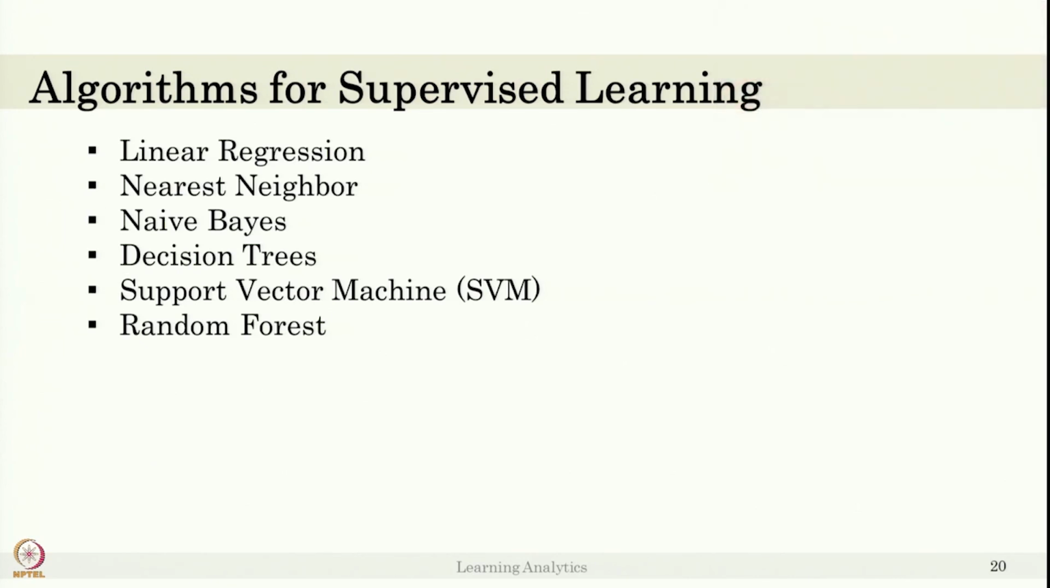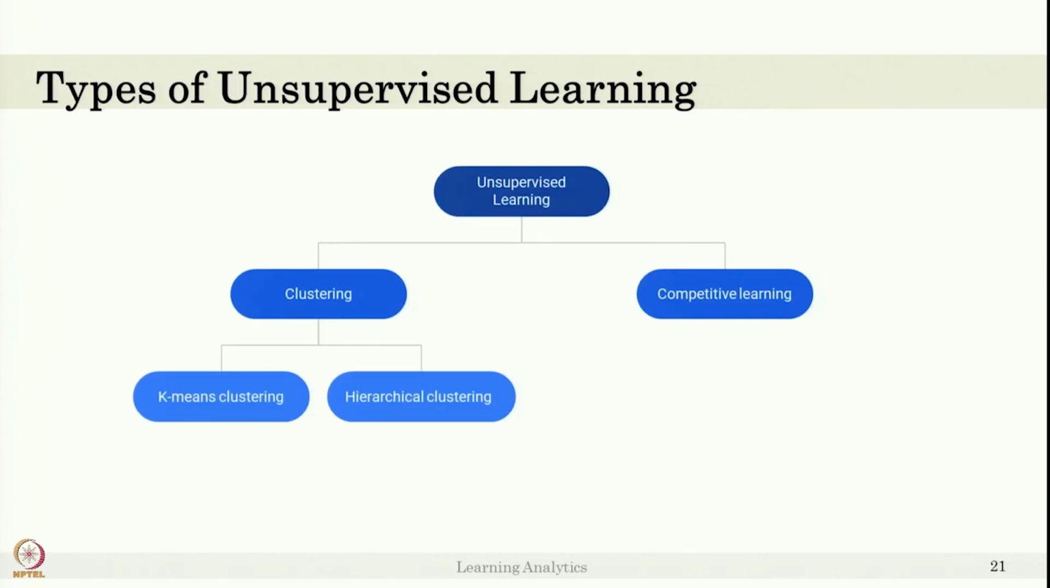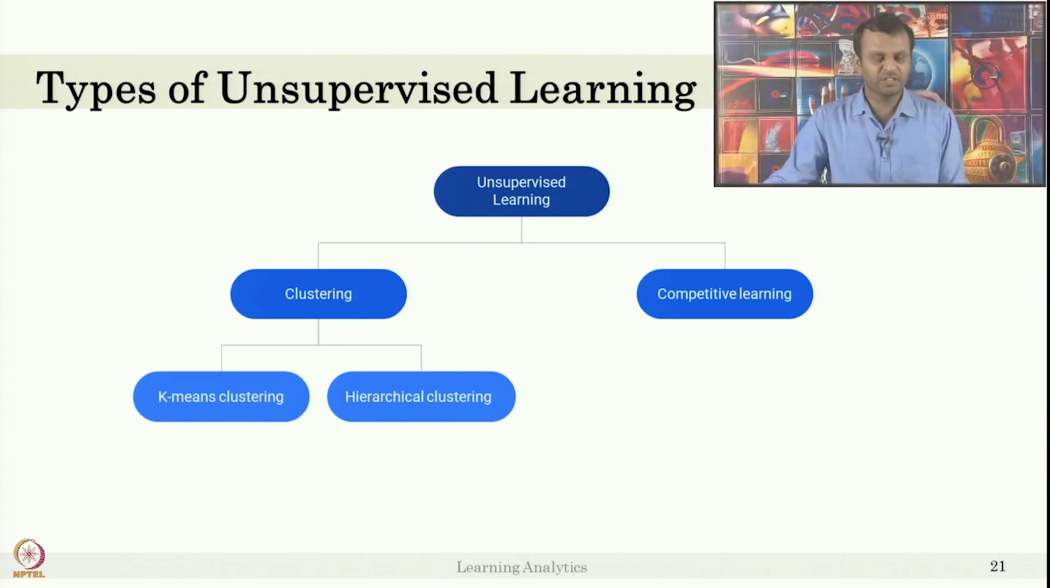There are a few algorithms for supervised learning: linear regression, nearest neighbor, naive Bayes, decision trees. We will see these algorithms in detail, not support vector machine or random forest, but we will see the first 4 algorithms in detail. For unsupervised learning, there are 2 types, clustering and competitive learning. Like we saw in supervised learning, there's classification and regression. In unsupervised learning, there are 2 types, clustering and competitive learning. In clustering, there are many types of clustering. We just gave 2 of them here: K-means clustering and hierarchical clustering. We will discuss this in detail.